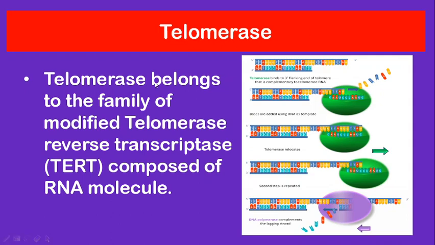This telomerase belongs to the family of reverse transcriptases. Telomerase reverse transcriptase, TERT, has an RNA molecule with complementary sequences corresponding to that of the telomeres. So in this way it will solve the end replication problem. This is how the replication terminal ends will be elongated with the help of the telomeres.